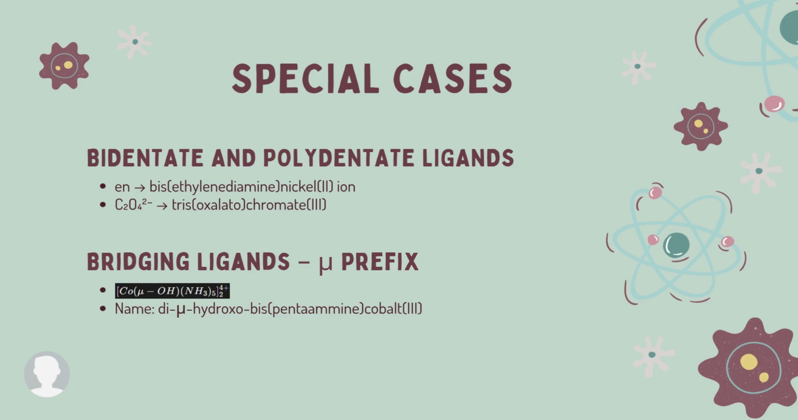There are also some special cases. Some ligands bind through multiple donor atoms. These are called bidentate or polydentate ligands. For example, ethylenediamine, written as en, is bidentate. If we have 2 en ligands, we use the prefix bis. For instance, the example is bis(ethylenediamine)nickel(II) ion. Another example is oxalate, which is also bidentate. If we have 3 oxalate ligands, we say tris(oxalato). As for the example, tris(oxalato)chromate(III).